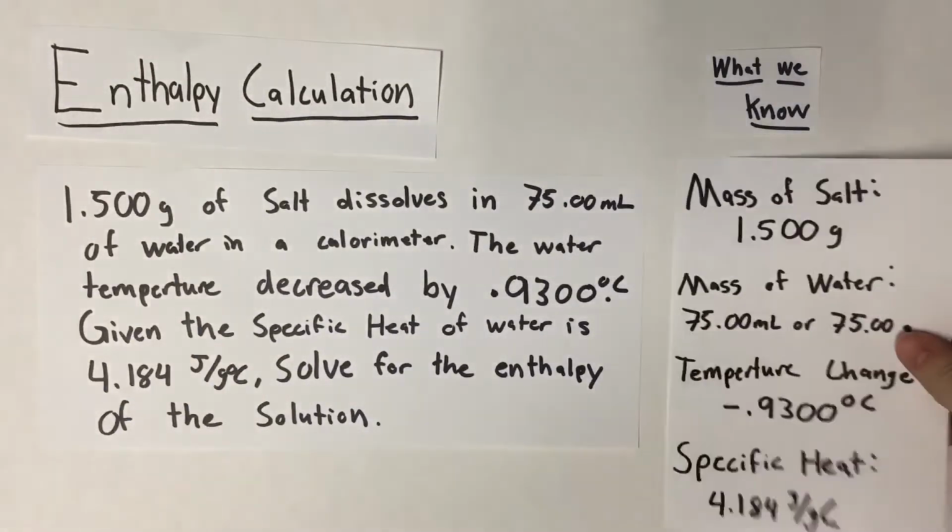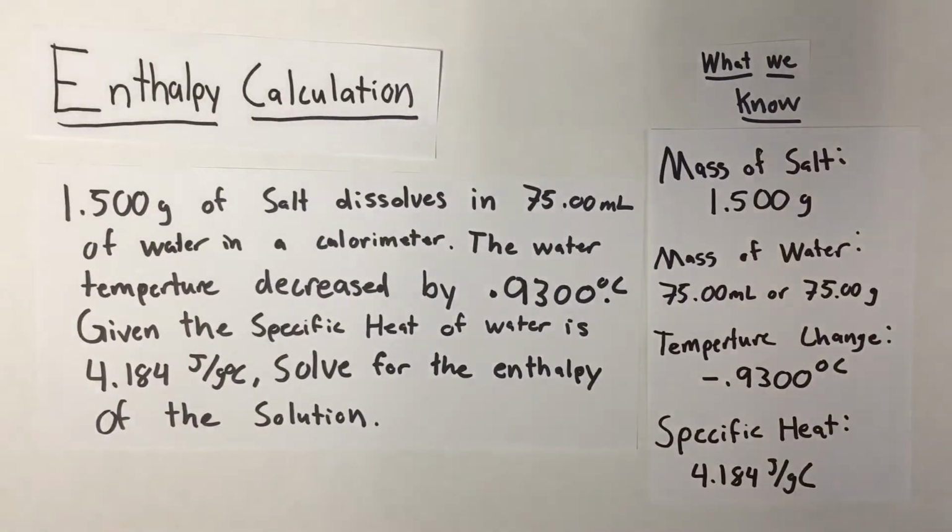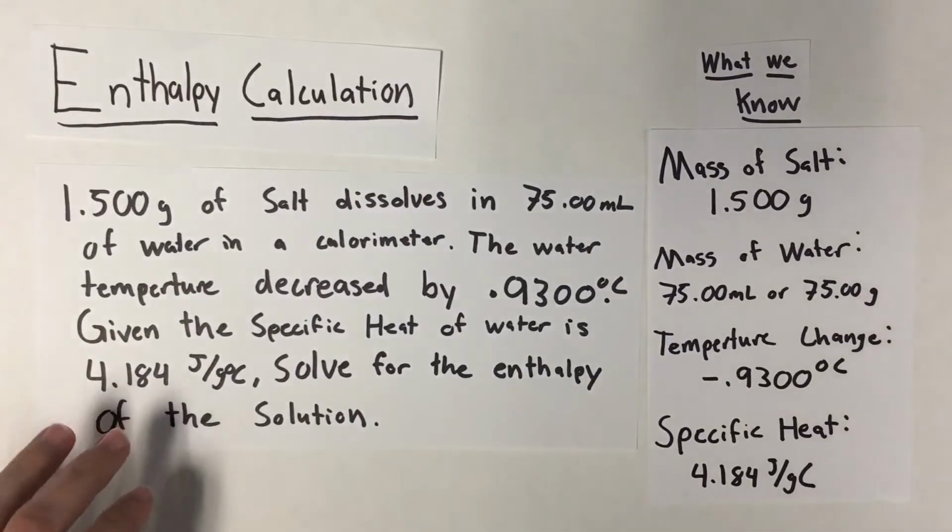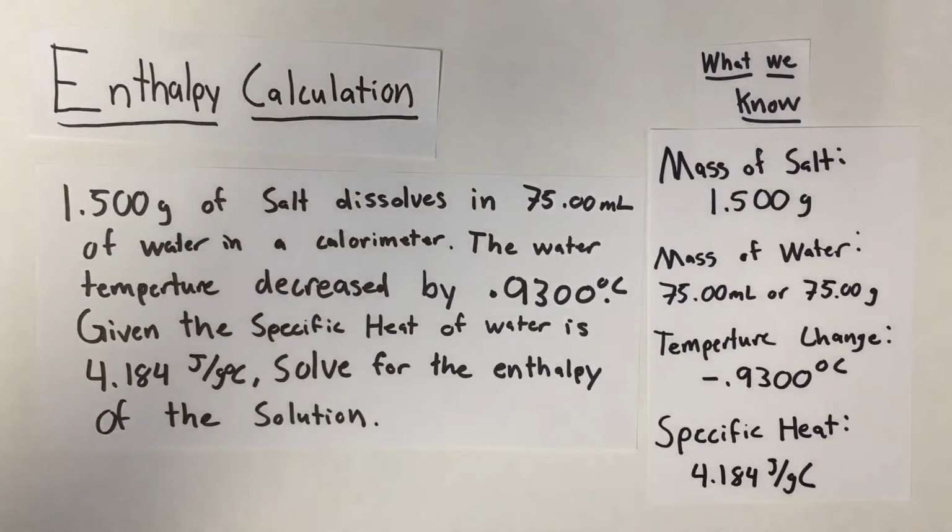First, we're going to start out with what we know from this equation. What we know is that the mass of the salt is 1.500 grams. The mass of the water is 75.00 milliliters, or 75.00 grams, because 1 gram is the same as 1 milliliter. The temperature change is going to be negative 0.9300 degrees Celsius, because it said the temperature decreased. And the specific heat, which was given to us in the question, is 4.184 joules per gram degrees Celsius.